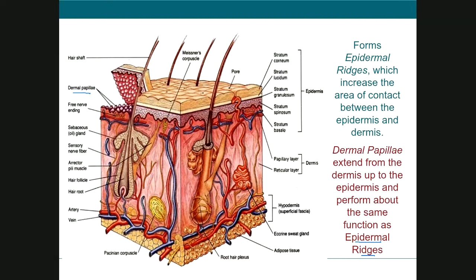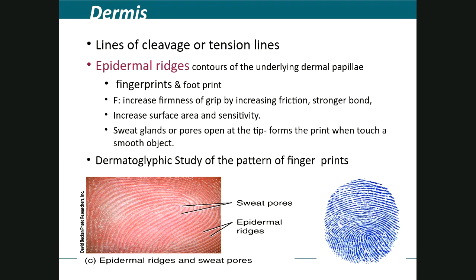We also have these Meissner's corpuscles of touch. You can see here, these are very sensitive to touch reception in that papillary layer of the dermis. So epidermal ridges give us those contours within that dermal papillae that I just showed you. And they give us the ability for fingerprints. So dermatoglyphics is the study of fingerprints.